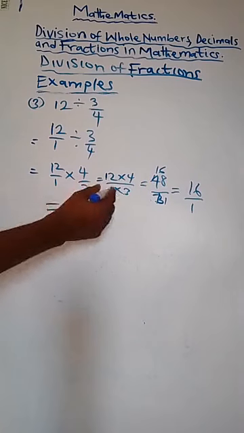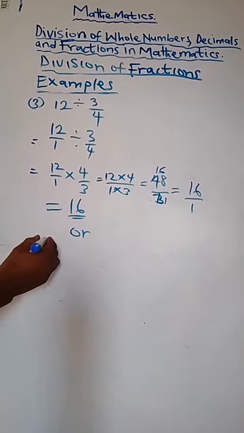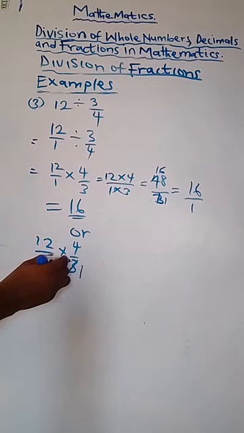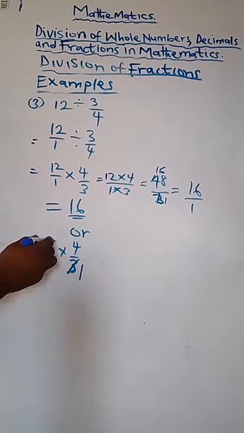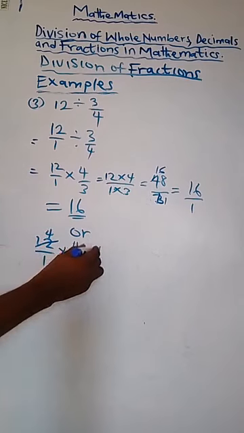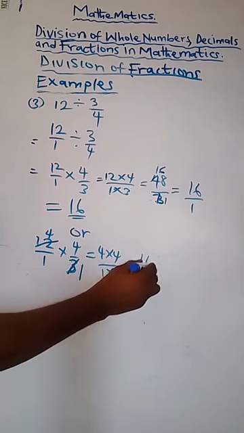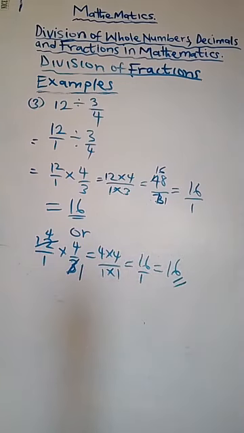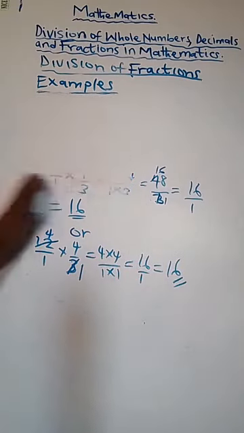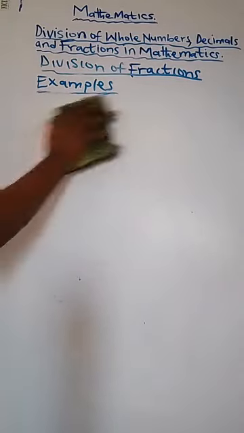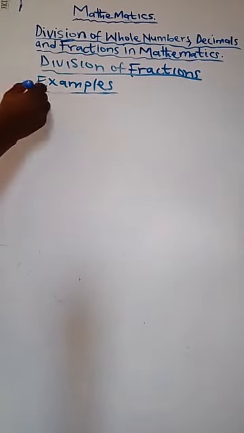Or from this level, you can say 12 over 1 times 4 over 3. You can divide this straight by saying 3 here 1, 3 here 4. So you have 4 times 4 over 1 times 1. This is 16 over 1. And the final answer is still 16. So that's another way of working division of fractions. Let's look at the last example under this set of numbers.